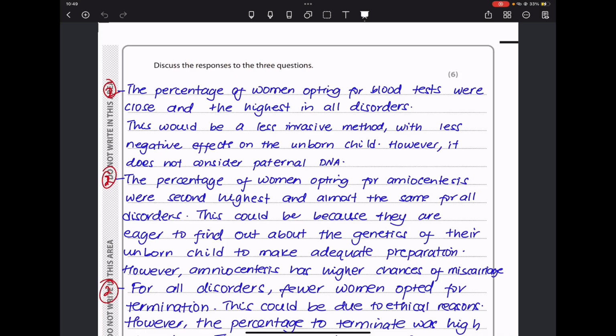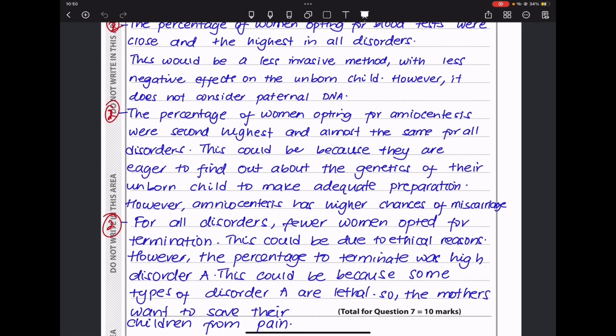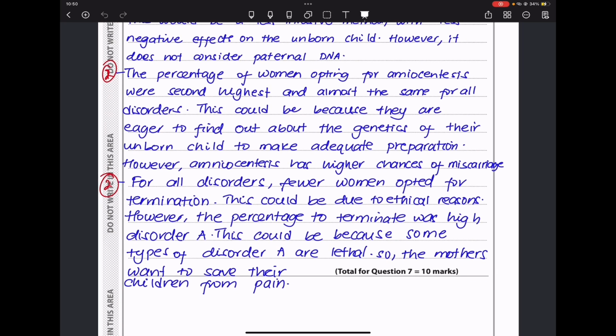And again, in my discussion, I'm going to read what I wrote, but of course, I already talked about some of them. The percentage of women opting for blood tests were close and the highest in all disorders. This would be a less invasive method with less negative effects on the unborn child, but this does not consider paternal DNA. The percentage of women opting for amniocentesis was second highest, almost the same for all disorders. This would be because they were eager to find out about the genetics of their unborn child to make adequate preparation. However, amniocentesis has higher chances of miscarriage.